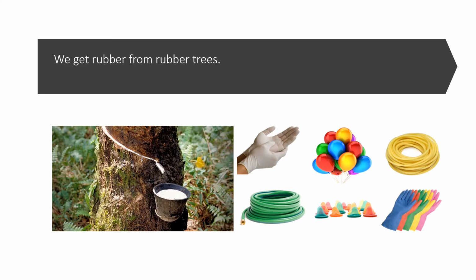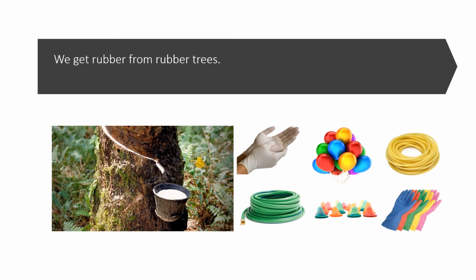We get rubber from rubber trees. Here is the rubber tree, children, you see in the picture. The white color liquid that you see flowing down is the milk of the tree. That is called latex, and this is used to make rubber articles like the ones you see alongside the picture. See here, gloves, pipes, balloons. All these are made out of the rubber trees.